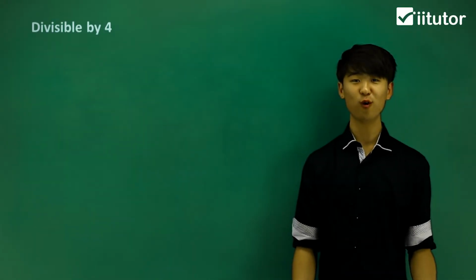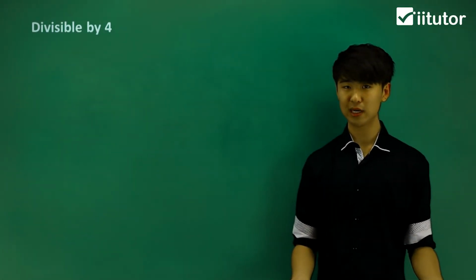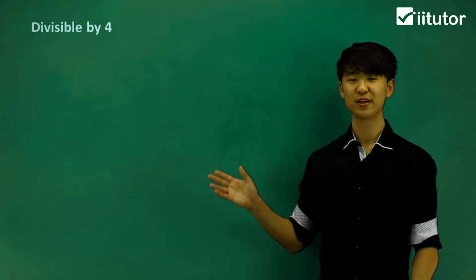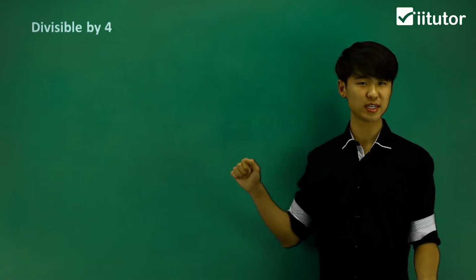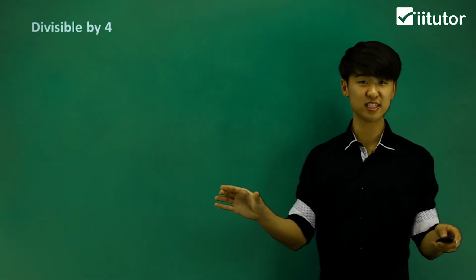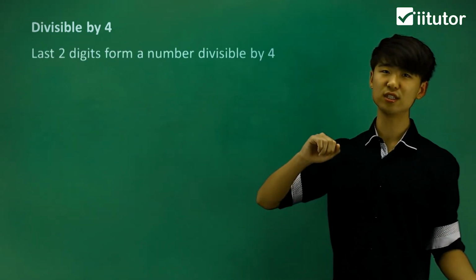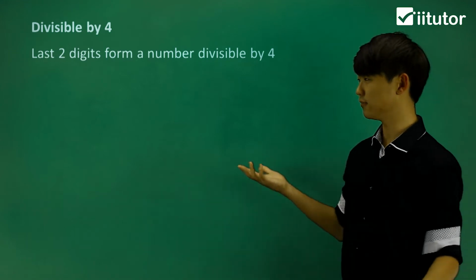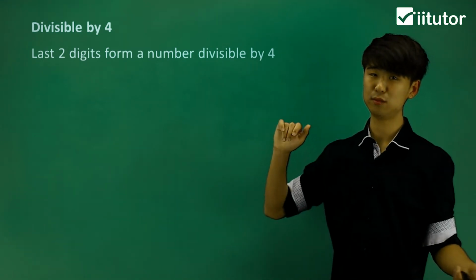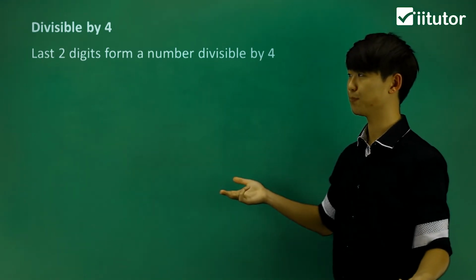Divisible by 4. So how do we know if some number is going to be divisible by 4? The trick we're going to use here is we're going to consider, in any number, the last two digits of that number. If those last two digits form a number that is divisible by 4, then the whole number will be divisible by 4 also.